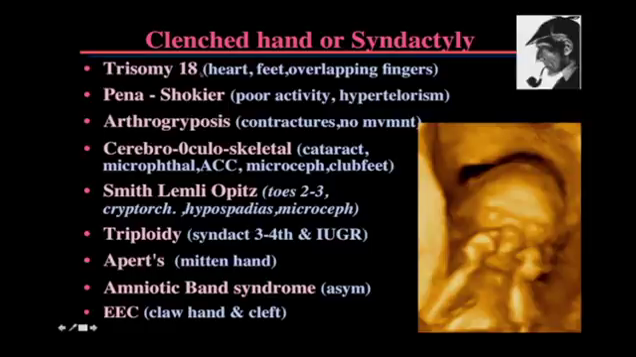Trisomy 18 we've talked about, and the main position of the hand for trisomy 18 is clenched with overlapping index finger, as well as all of the other findings that we know of as associated with trisomy 18, including rocker bottom feet, heart defects, and so forth. Cerebro-oculo-skeletal syndrome is a very severe syndrome where you have microcephaly and intracranial abnormalities such as agenesis of the corpus callosum. You can have microphthalmia and cataracts, and they tend to have club feet. They tend not to move very much.